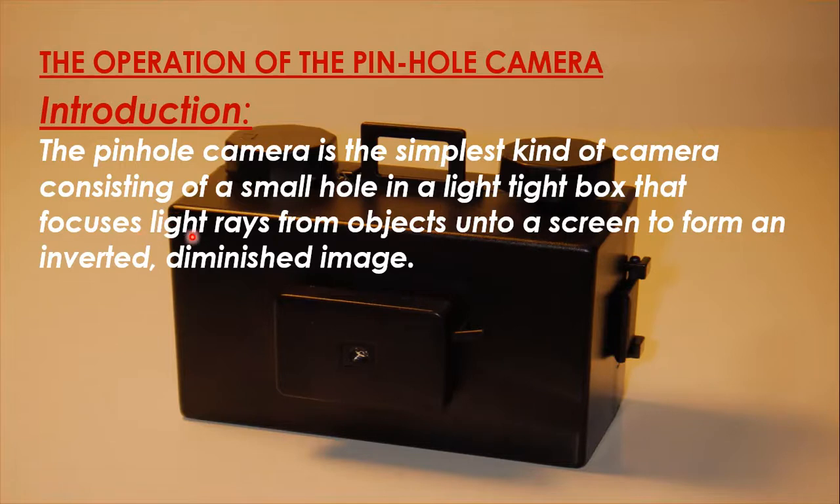It focuses or allows light rays from objects whose picture we are taking onto a screen. And the screen is behind the camera, to form an inverted image. Inverted means turned upside down. Diminished means smaller. An image is formed when rays from an object meet or appear to meet. So this is the definition of the pinhole camera. Let's move on.